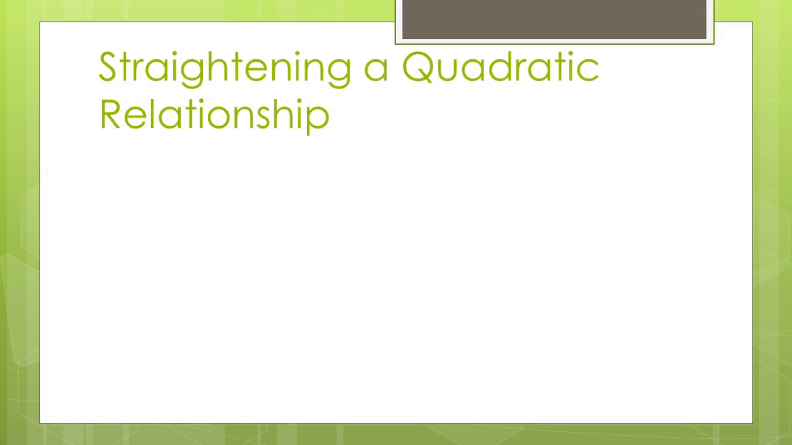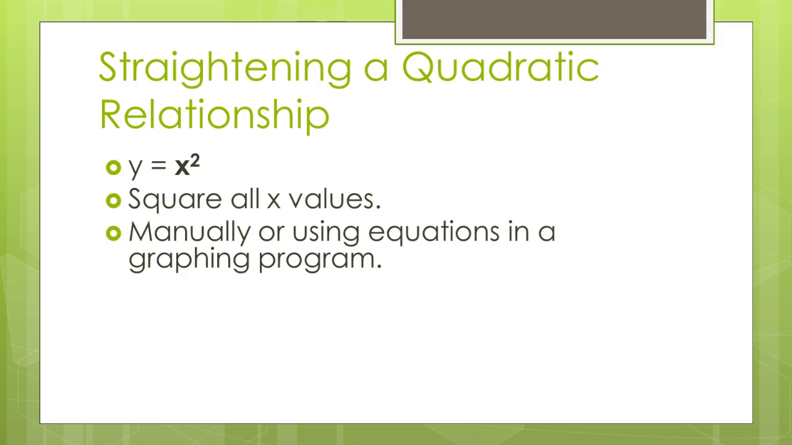In order to straighten a quadratic relationship, we need to remember that the quadratic relationship can be at its very basis represented by y equals x squared. That's a great memory tool to help us remember that we need to square all of our x values. We're going to square all of our x values. We can do this manually or using equations in the graphing program.